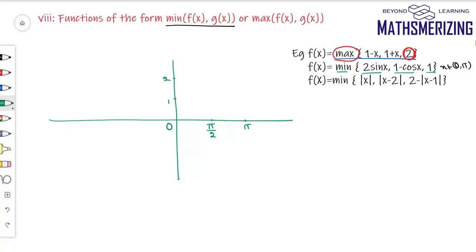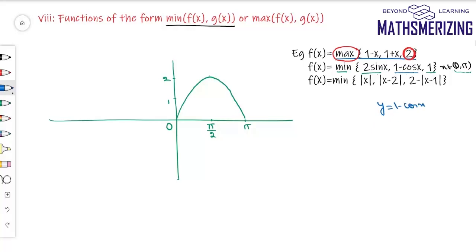Now let us take another example. Suppose the function is given by fx equals minimum of 2 sin x, 1 minus cos x and 1 when x lies between 0 and pi. So first I'll draw the graph of 2 sin x. And then I'll draw the graph of y equals 1 minus cos x.